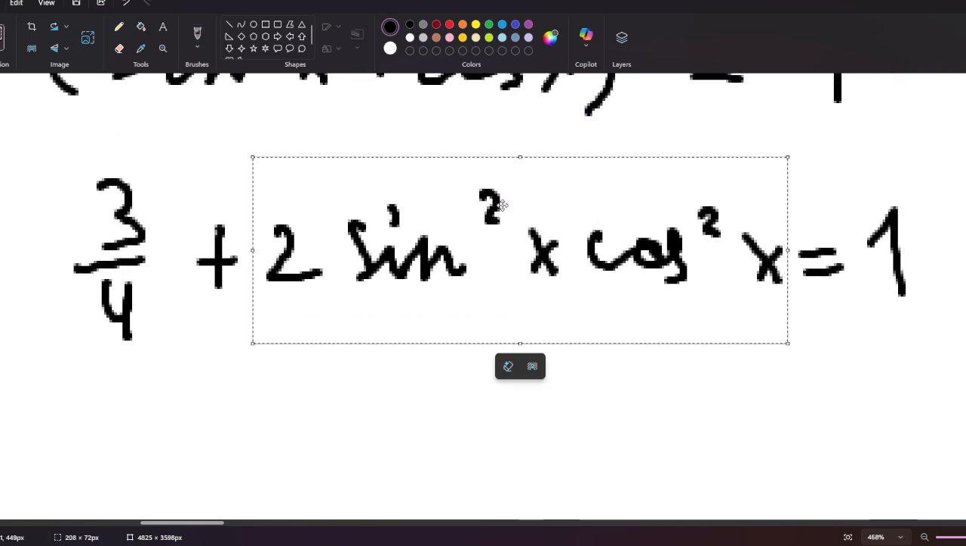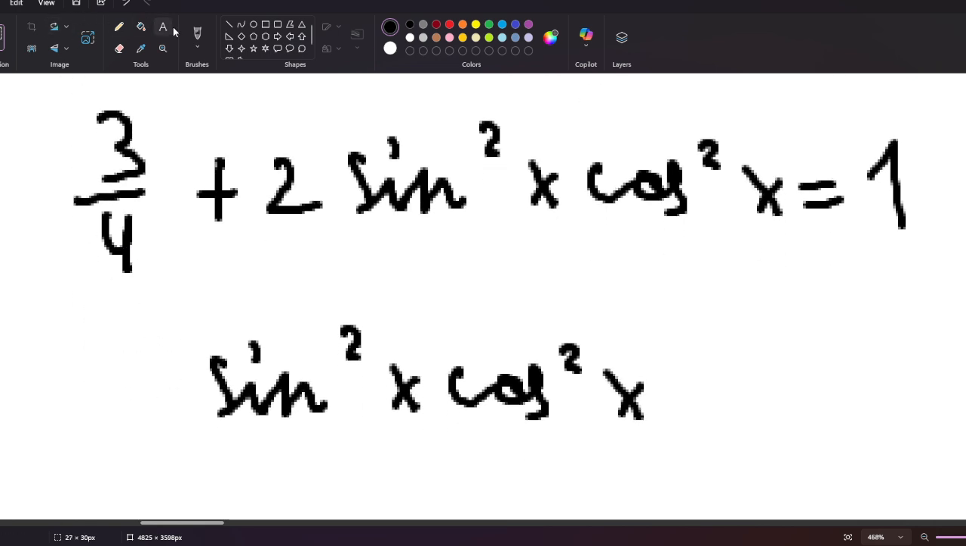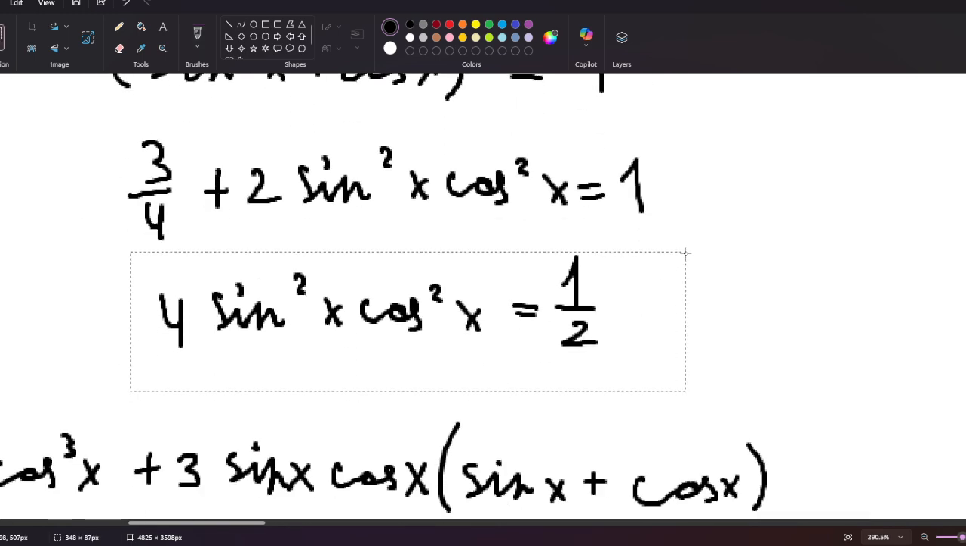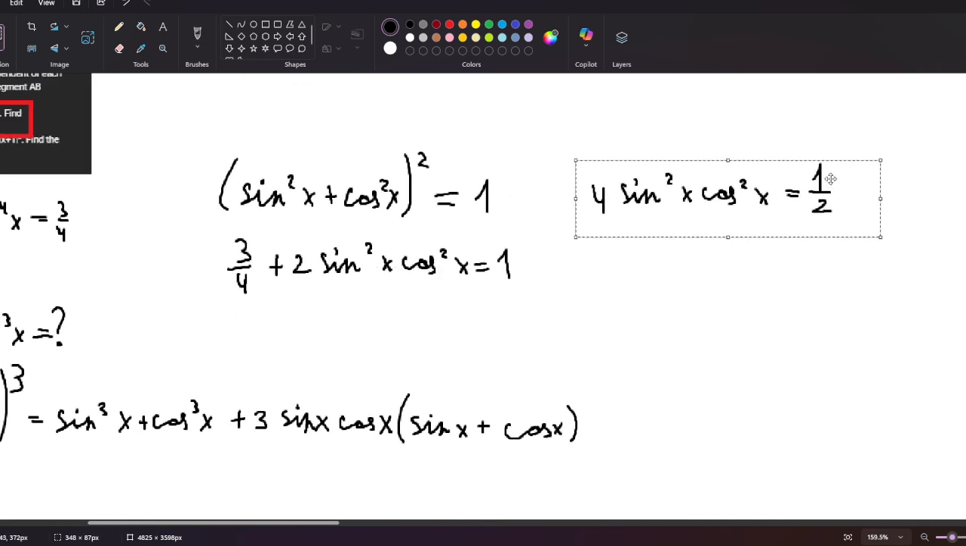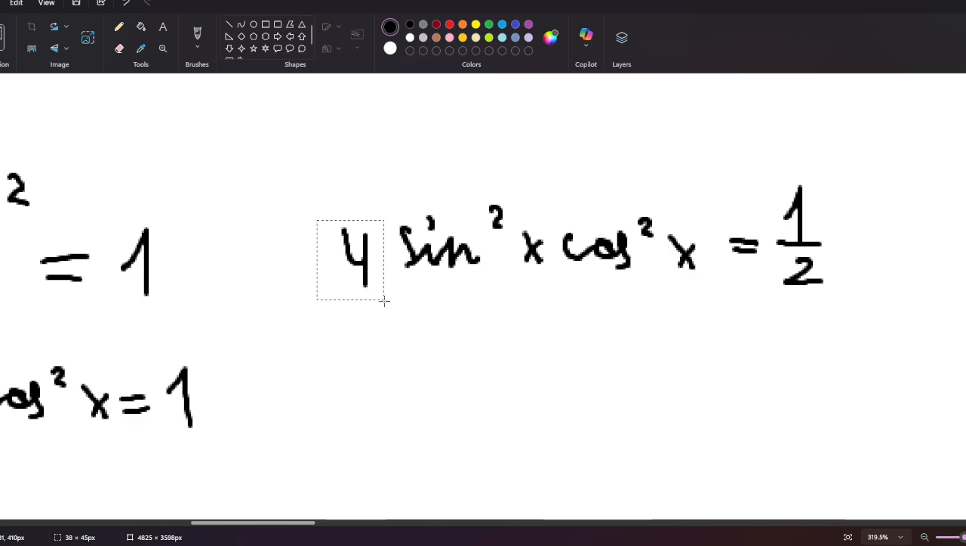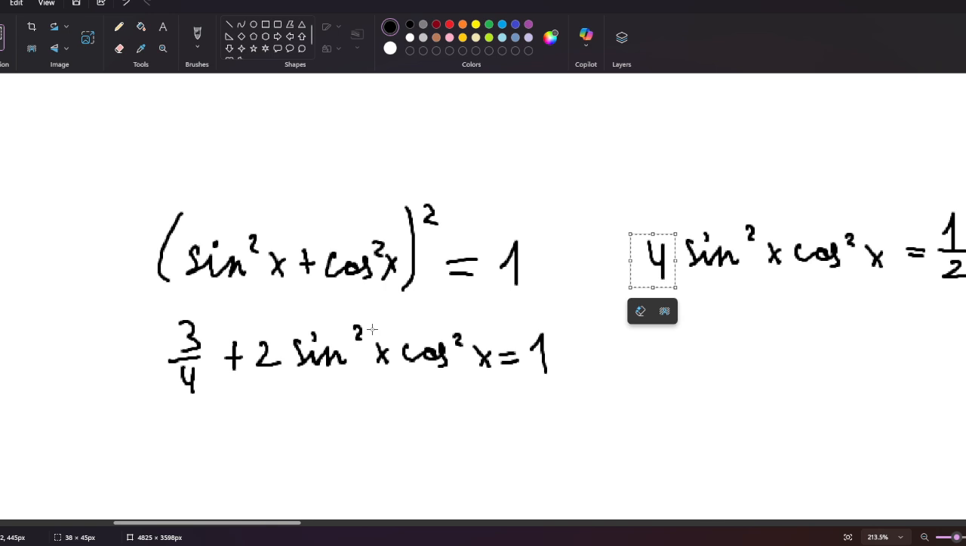So next, let's transfer this to the right side and multiply both sides by 2. The 4 times sine squared of x times cosine squared of x equals 1 over 2. Now, I originally wanted to use a double angle formula, but honestly, it might be easier to not deal with it at all. So that's going to be 1 over 4, and so that's going to be 1 over 8.